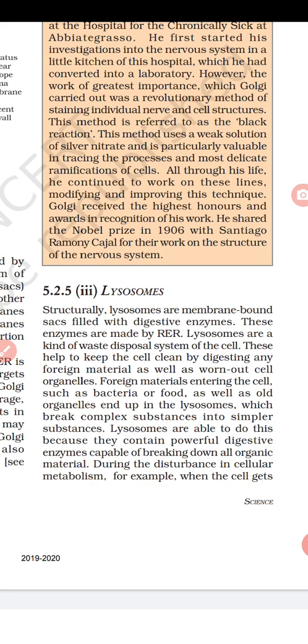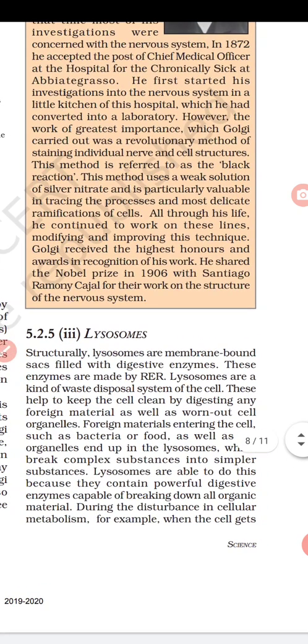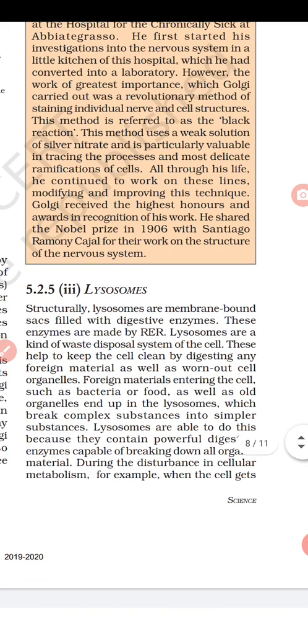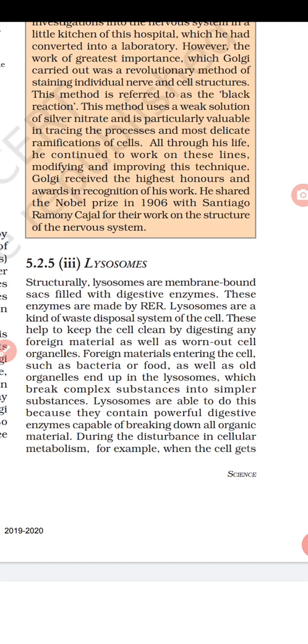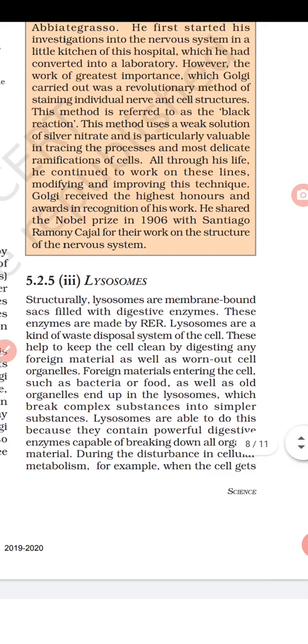Now children, this is the second function of the lysosomes. The first function of lysosome, children, is that these digestive enzymes help to break down the complex substance into simple substance. Second, children, lysosomes are a kind of waste disposal system of the cell, because if any foreign particle enters the cell, it helps to clean it, and also if some organelle is not working properly, it wears out the cell organelle.